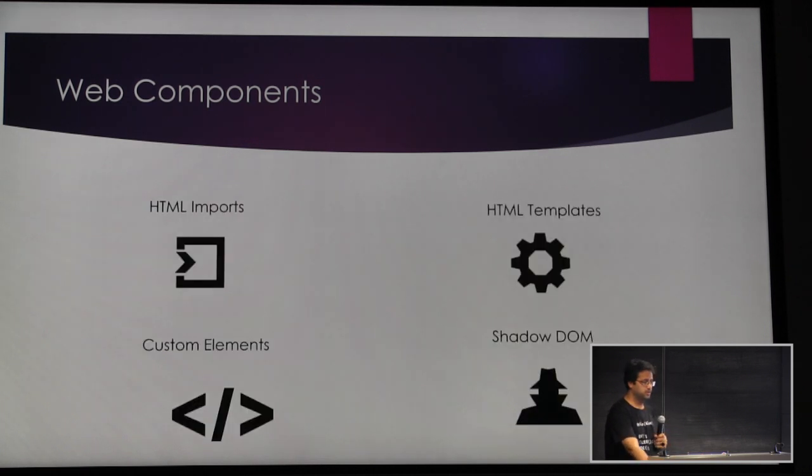So what are those? These are the specifications that make up the web components: HTML imports, HTML templates, custom elements, and shadow DOM. We'll briefly understand what these are. HTML imports is basically a way of importing one HTML document into another HTML document. But the browsers did not agree on its adoption or its implementation. So now it's basically deprecated. We're not going to talk about it. But we are going to focus on the other three specs.